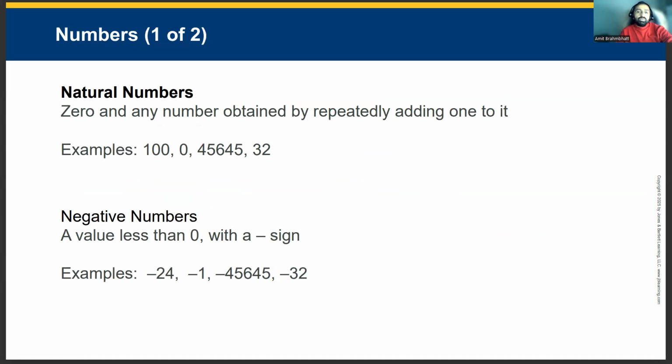Numbers, 1 of 2: natural and negative numbers. Natural numbers include 0 and all values that can be generated by repeatedly adding 1, such as 0, 32, or 100. These numbers are commonly used for counting and measuring quantities. Negative numbers, on the other hand, are values less than 0 and are represented using a minus sign. Examples include negative 24, negative 1, negative 32, etc.